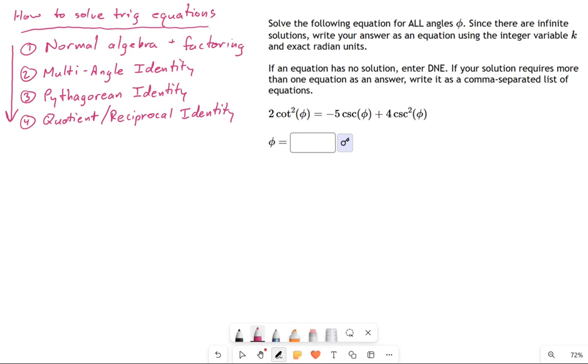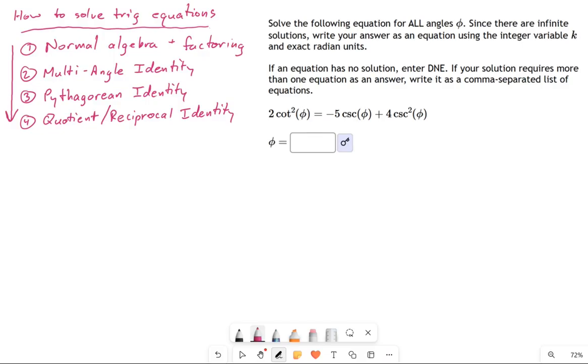So let's start with this one. And if you notice, as we're looking at this equation, I've got cosecant, cosecant, and then, yikes, cotangent. And that's going to prevent me from using any kind of factoring or normal algebra. So I'm going to go down my list. You can see there's no multi-angle identities, right? Everything is just a single phi in here. So there's no identities I can exploit there.